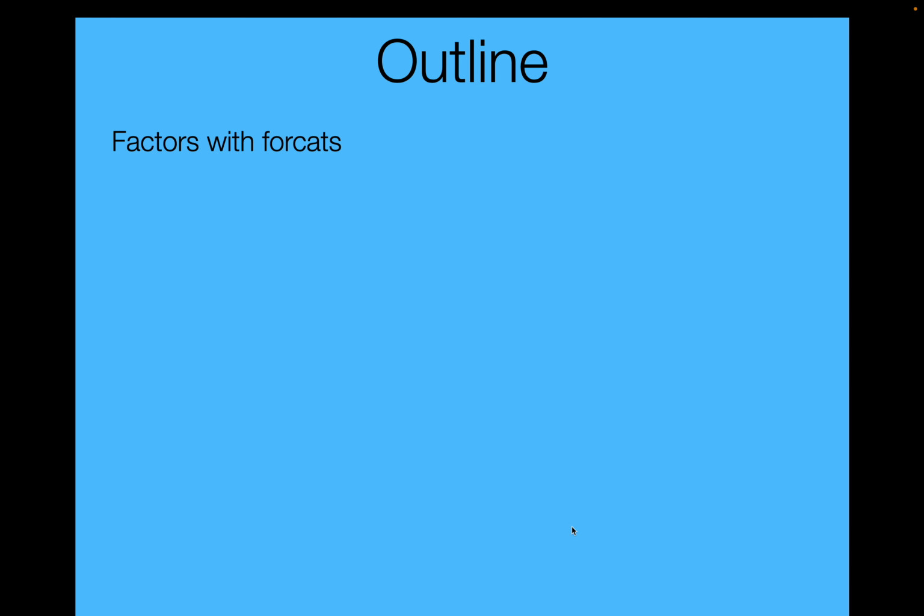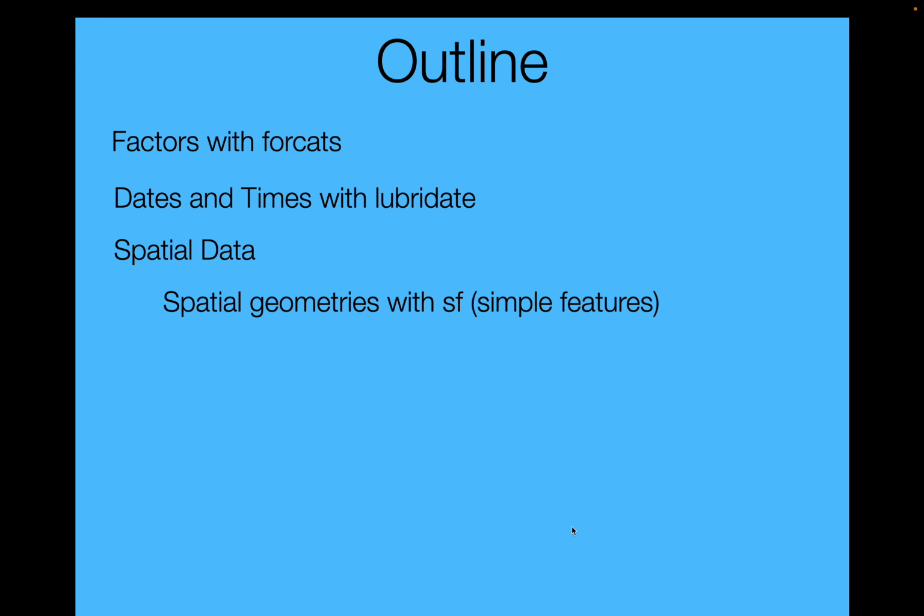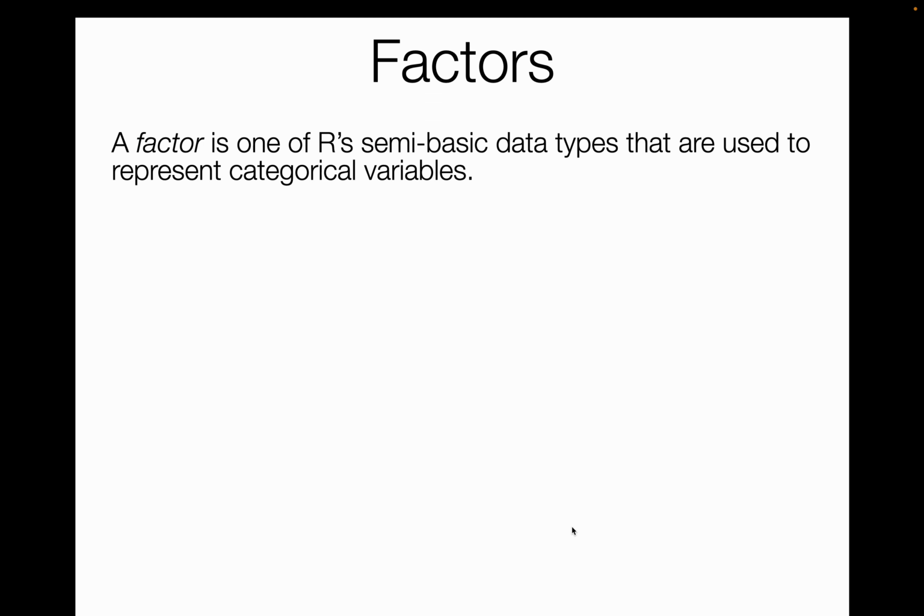Okay, so we're going to talk about factors with forcats, dates and times with lubridate, and spatial data with sf. And then we'll talk a little bit about maps with a package called ggmap, but you can also do maps with sf. So we'll see what that is in just a second. But we'll start with factors. Now, strings, I started before I got off on a tangent. I started talking about strings.